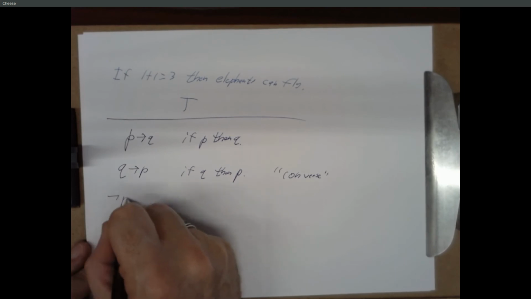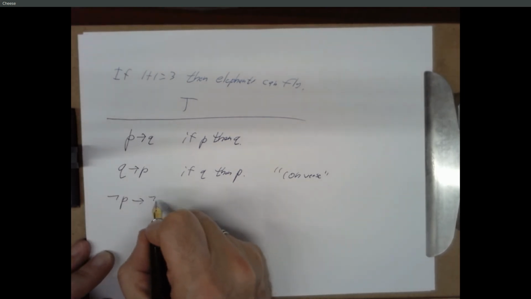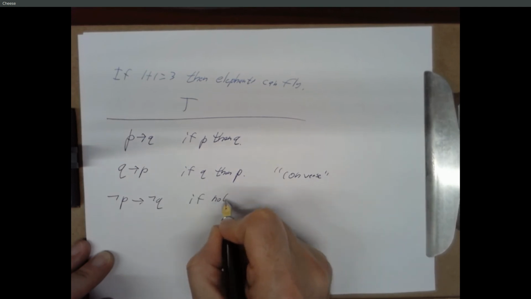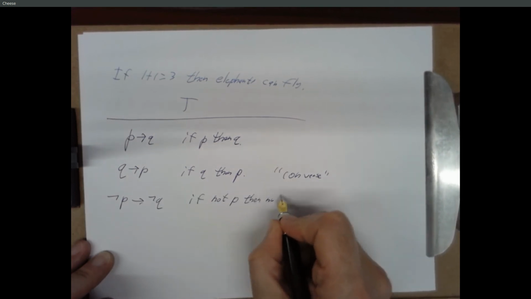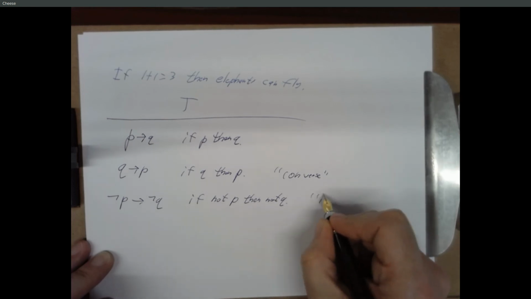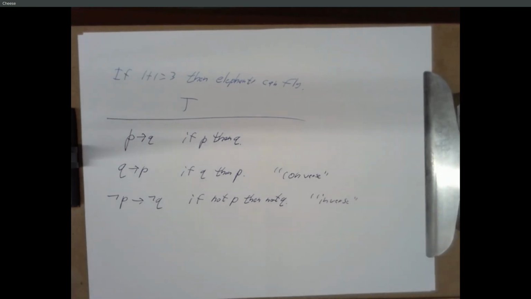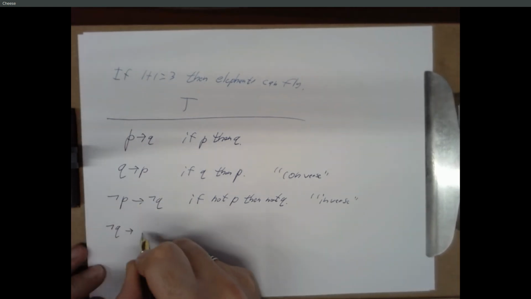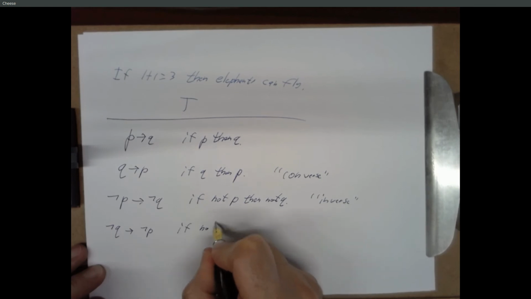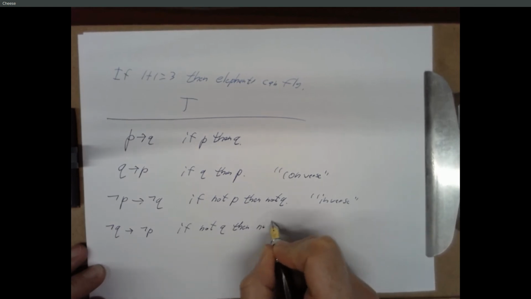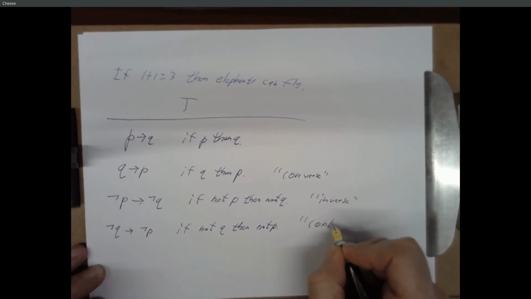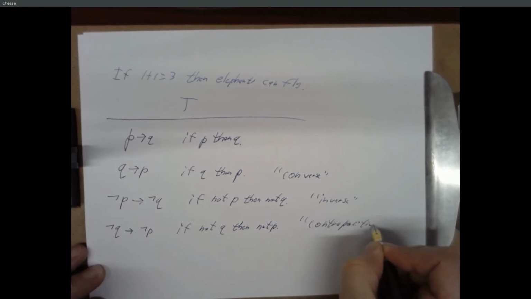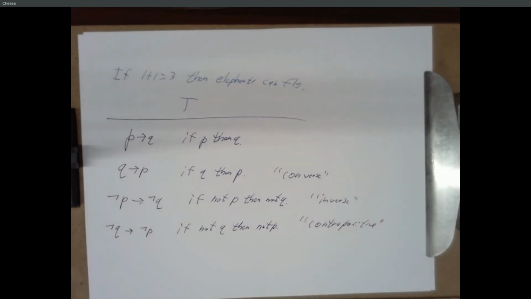If we keep the order the same, but we negate both sides, if not P, then not Q, that's called the inverse. And if we do both, if we say not Q implies not P, that's called the contrapositive. Whoa, indeed. So we have converse, inverse, and contrapositive.